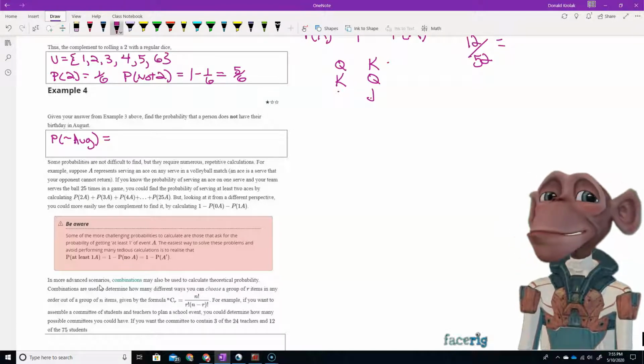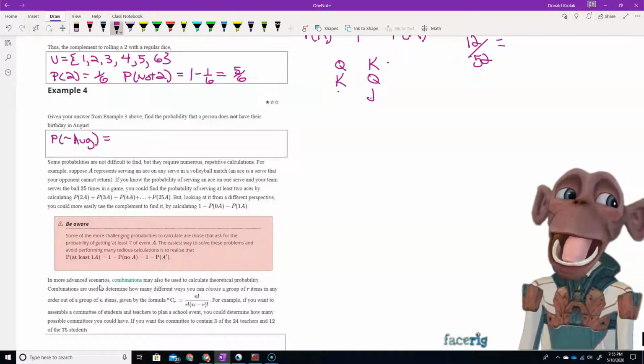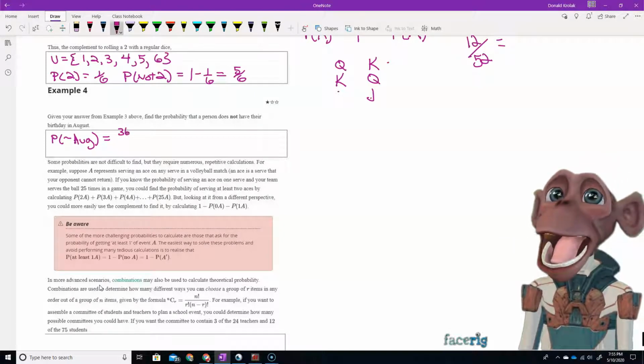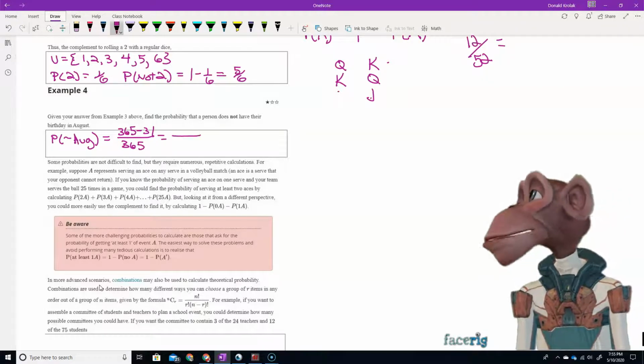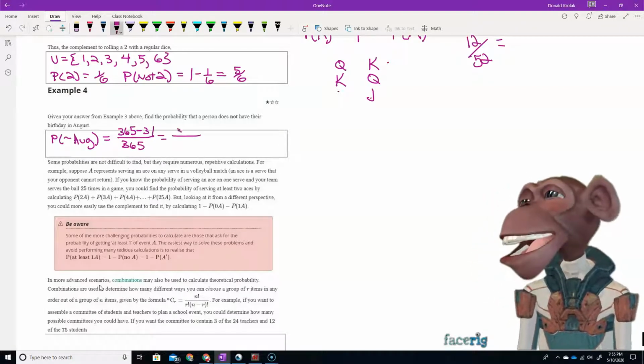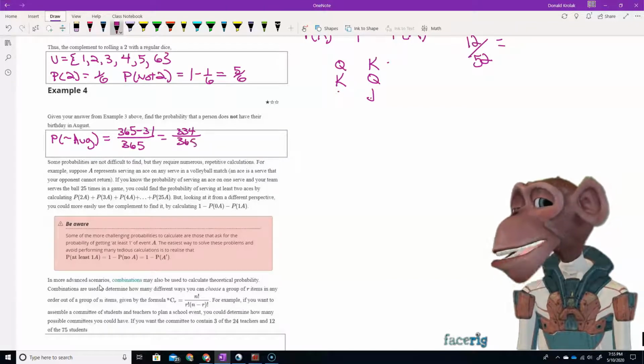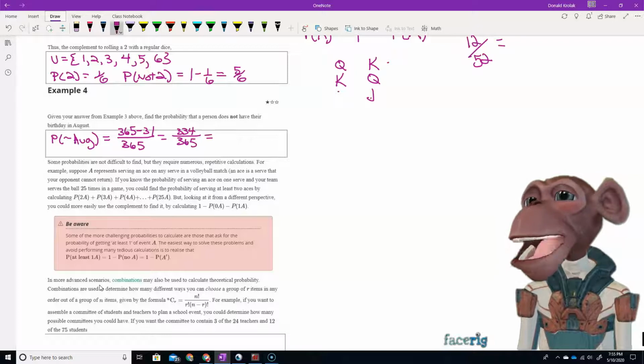Well, we know that there's 31 days in August. So then out of the whole year, there would be 365 minus 31 days that would not be in August. And that would give us our probability.